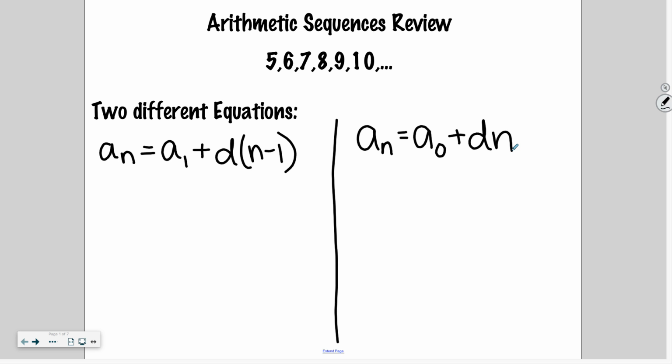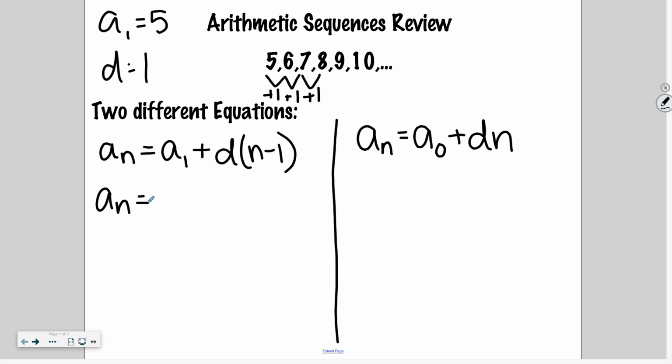So, things I need to know. The first number in my sequence, which in this case happens to be 5. And then I need to know my difference. So 5 to 6 plus 1, 6 to 7 plus 1, 7 to 8 plus 1. So my difference here is 1. I can go in, plug that in here. AN equals A1, which is 5, plus the difference of 1, times n minus 1.